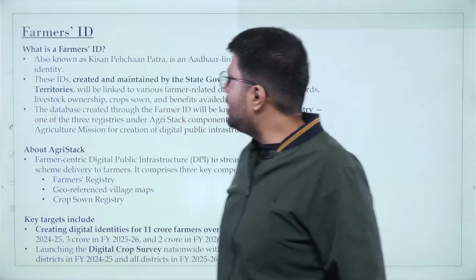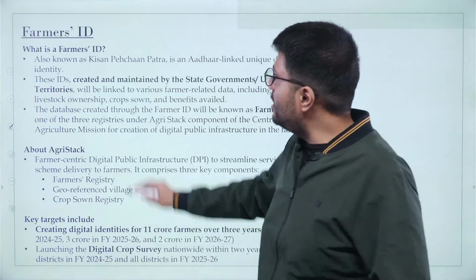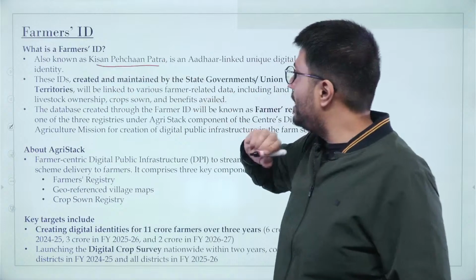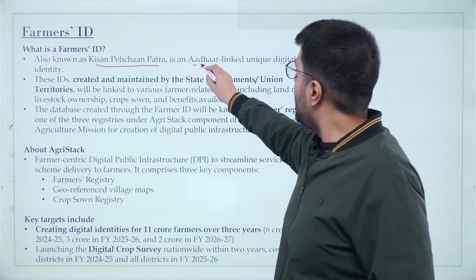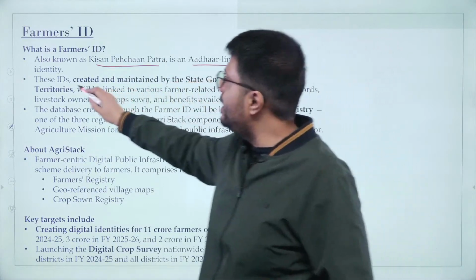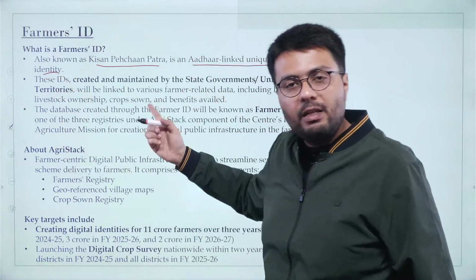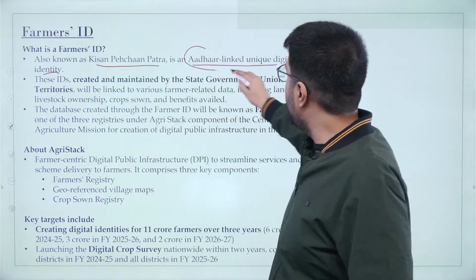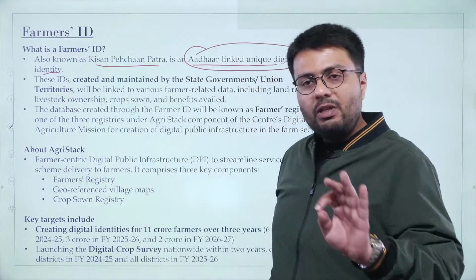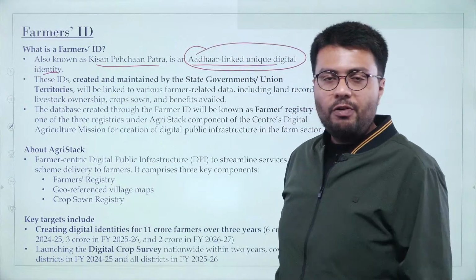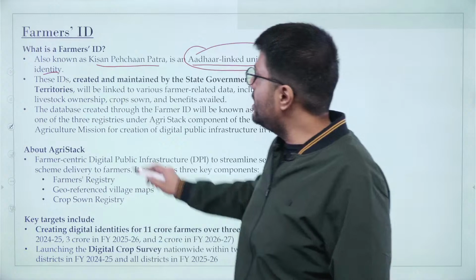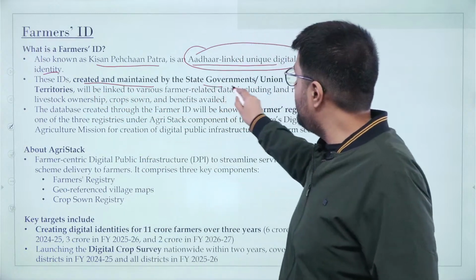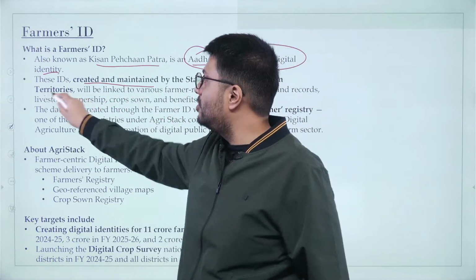So, let us understand what is this Farmers ID. It is also known as Kisan Pehchan Patra. It is an Aadhaar linked union digital identity where Kisans will have to seed their farmers ID with their Aadhaar number. Now, this is done in order to avoid duplication of farmers ID. Now, these IDs are created and maintained by the state and union governments.